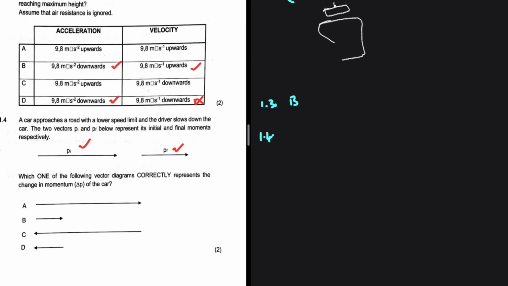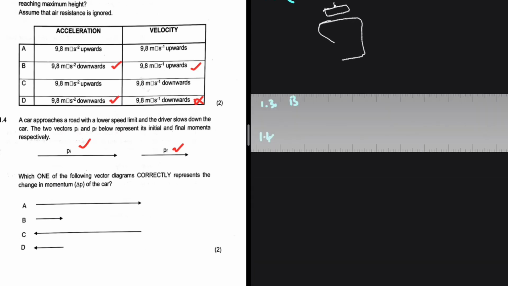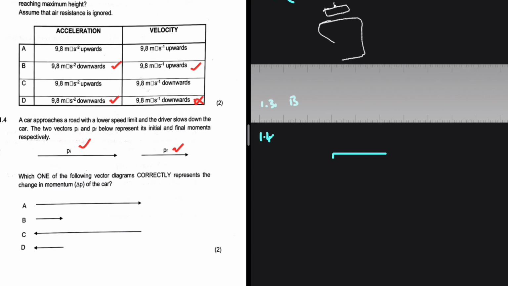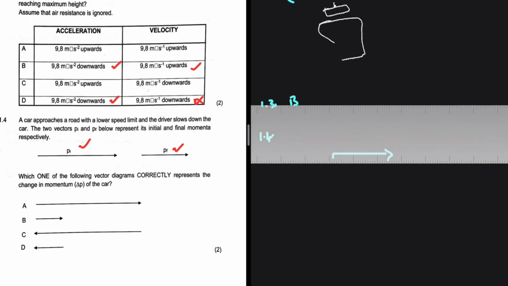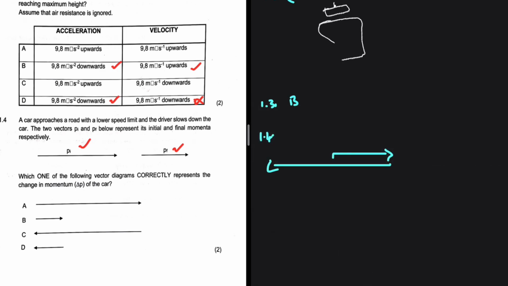But that is not the case. We're looking for the vector that represents the change in momentum. P final minus P initial. So let's go ahead and have that. For P final, the vector looks something like this. This is P final, and we're supposed to subtract P initial to find the change in momentum. So if we do that using the tail to head method, we're going to have something that looks like this. This is our P initial. This is our P final. And here is where we have our change in momentum. Clearly, the answer is D.